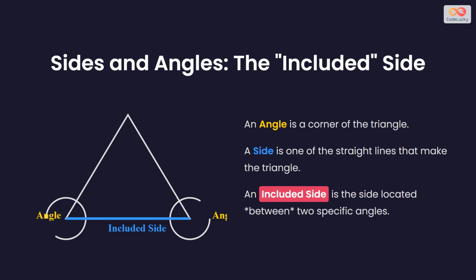Every triangle has three angles and three sides. A key idea for today is the included side. An included side is the one that is located directly between two specific angles. It connects the vertices of those two angles.